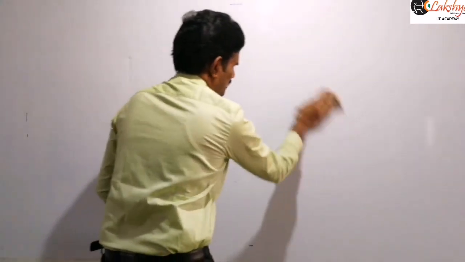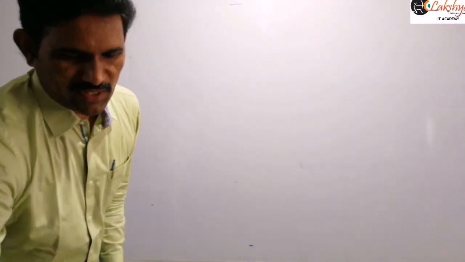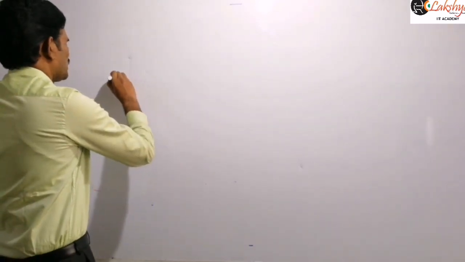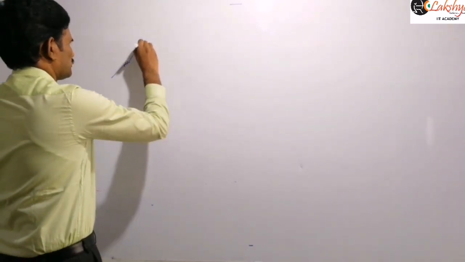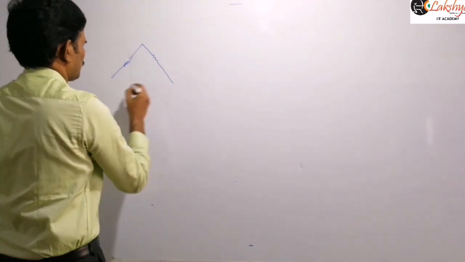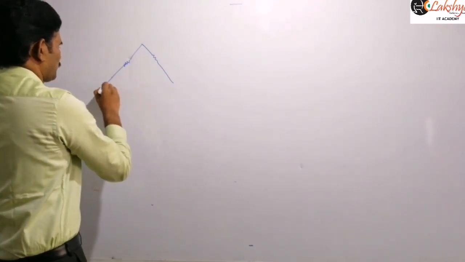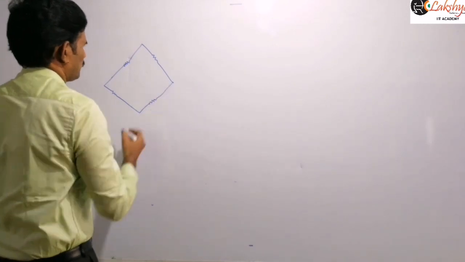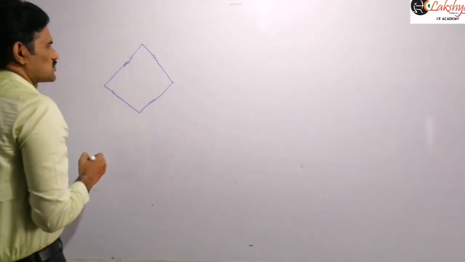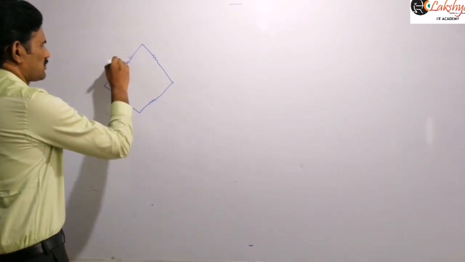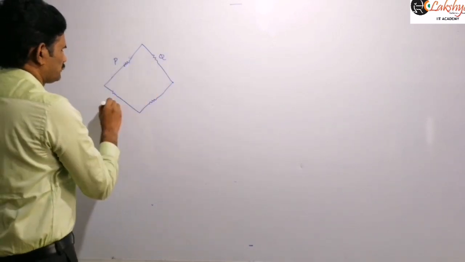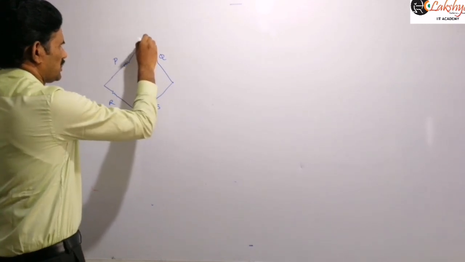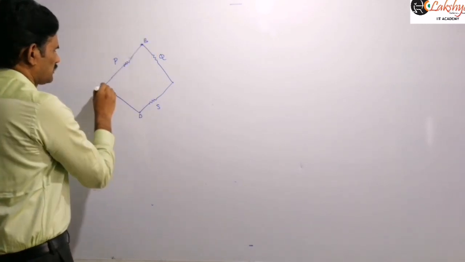So let us write this as an X point, to identify the direction of flow of current. So these are some resistors I am taking. This is P, Q, R, S. Now this is our junction here. This is B and this is D, right?